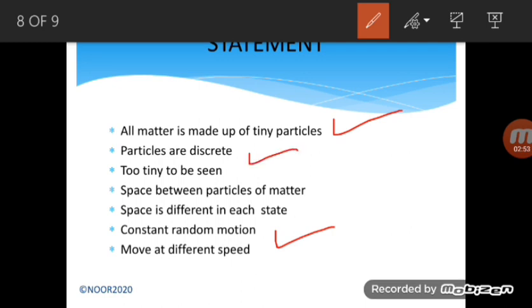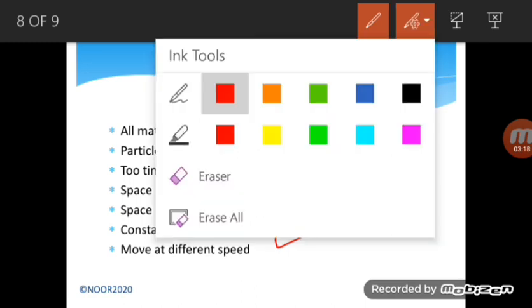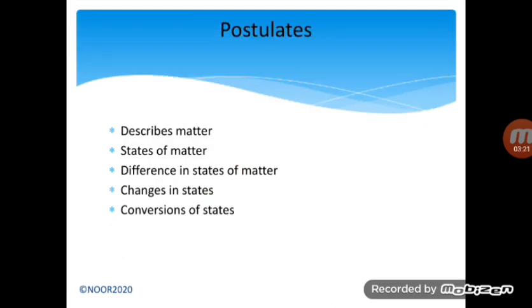Particles are discrete. According to KPT, the tiniest particles will always be discrete. We can't see them because they're very tiny; we can't see them with the naked eye. They're microscopic. There is space between the particles of matter, and that space is different in each of the states, and the speed and movement of particles is also different in each state. It also defines all the states of matter with all macroscopic and microscopic properties. It tells us about the changes in the states of matter and the interconversion of states of matter.